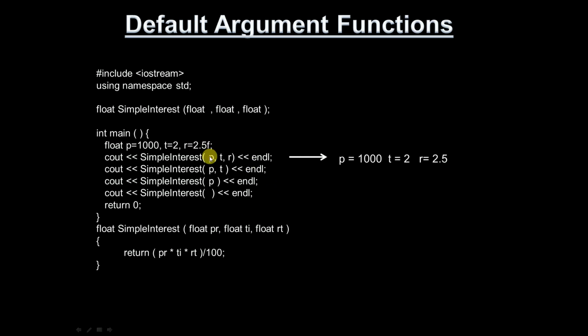The value of P is 1000, the second argument T is 2, and the third argument is 2.5. The same thing will be mapped from the function call to the function definition. So 1000 will be passed to PR, 2 is passed to TI, and 2.5 will be given to RT. Now PR, the principal amount, has 1000, time is 2, and RT, the rate of interest, is 2.5. So there is no problem, this will work fine.